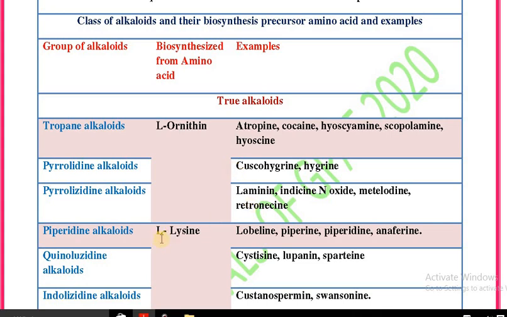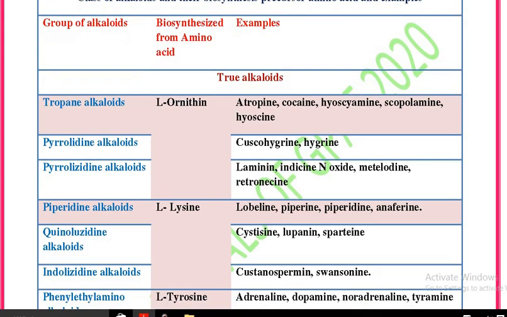Okay. Then the next one is piperidine alkaloids. Piperidine alkaloids are biosynthesized from L-lysine. Examples of piperidine alkaloids are lobeline, piperine, and anabasine. So these are the examples of piperidine alkaloids. Then quinolizidine alkaloids and indolizidine alkaloids are also derived from the amino acid L-lysine.